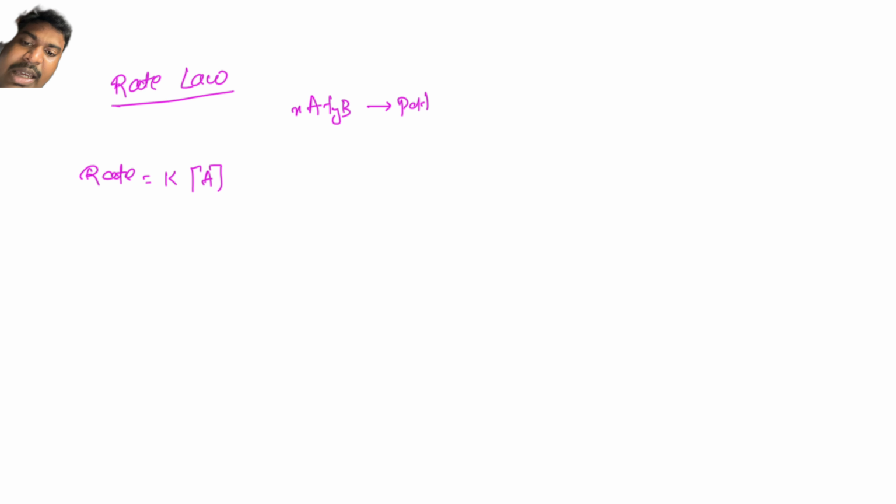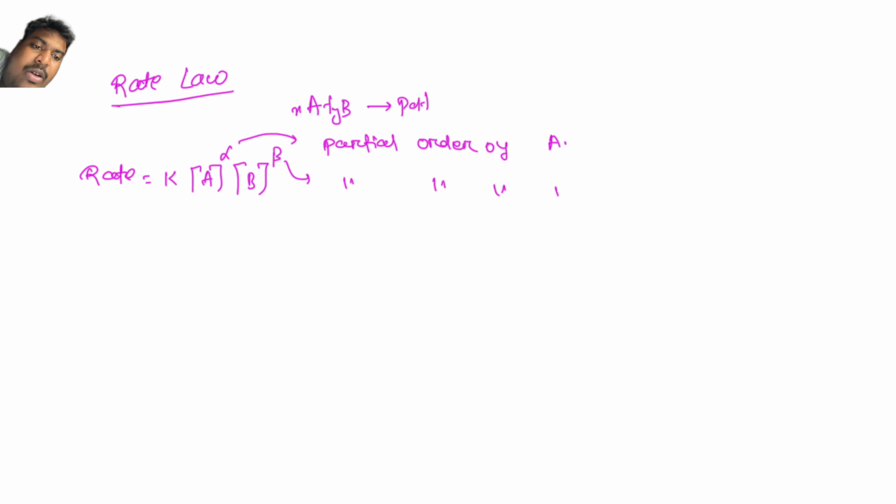[A] and [B], where the powers will be alpha and beta. Here, what is alpha? Alpha is the partial order of A. Beta is the partial order of B. If I take alpha plus beta, that is known as the overall order of the reaction.